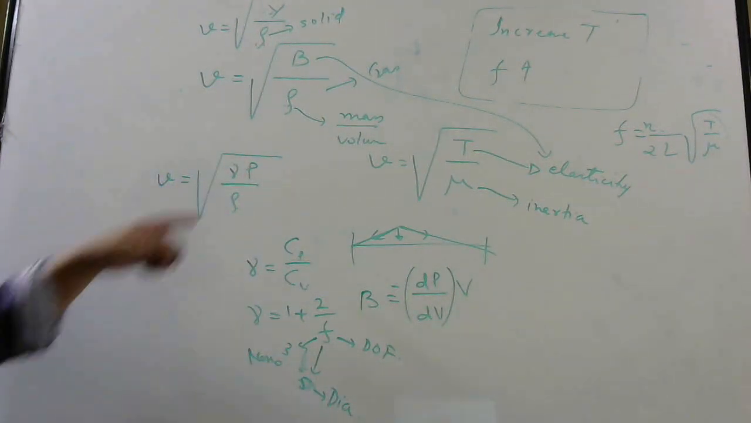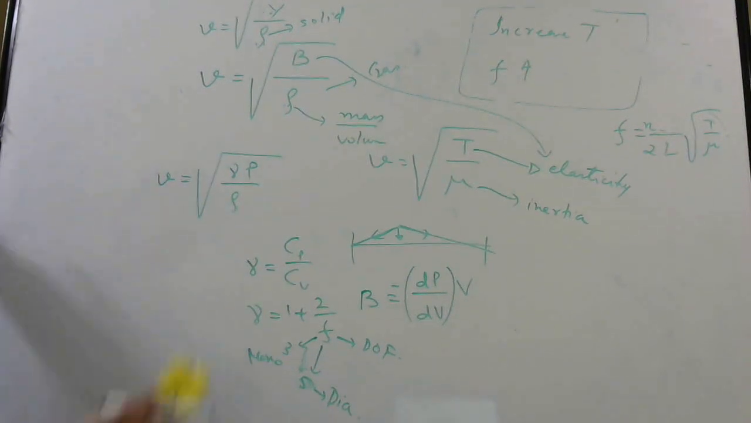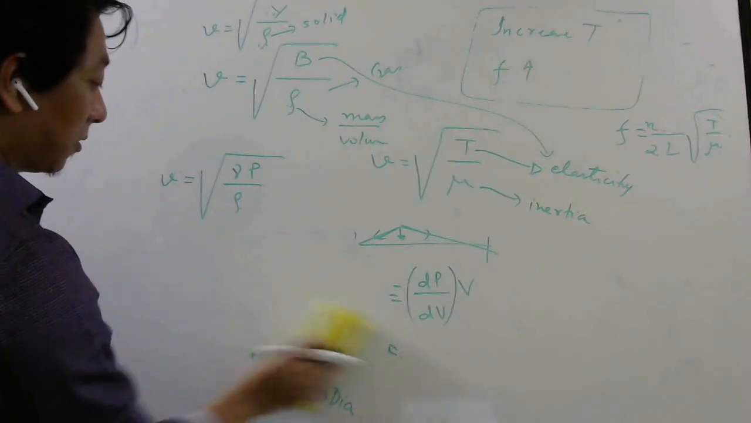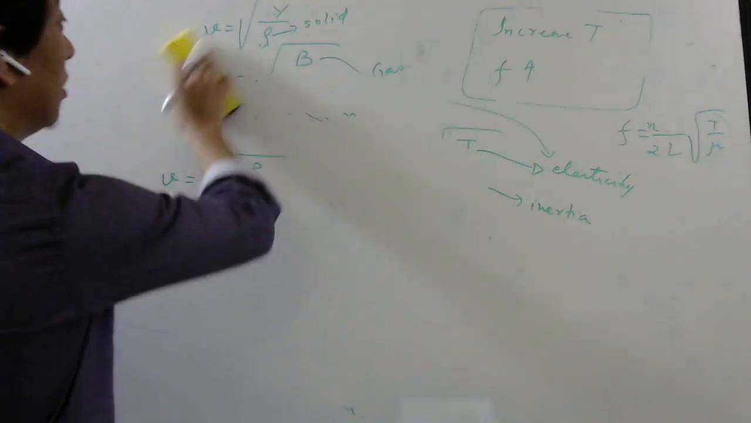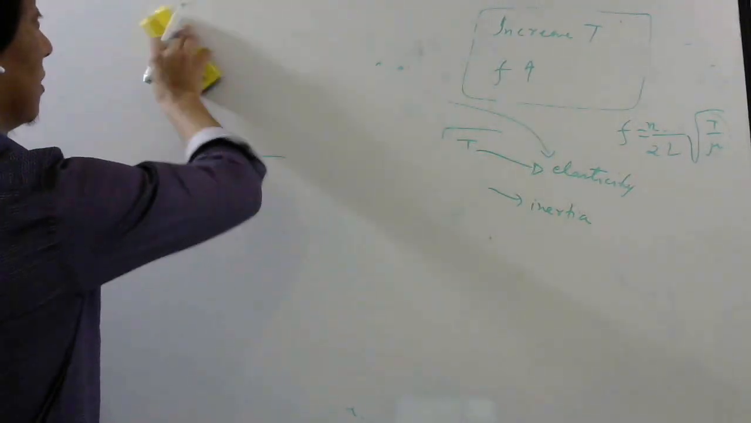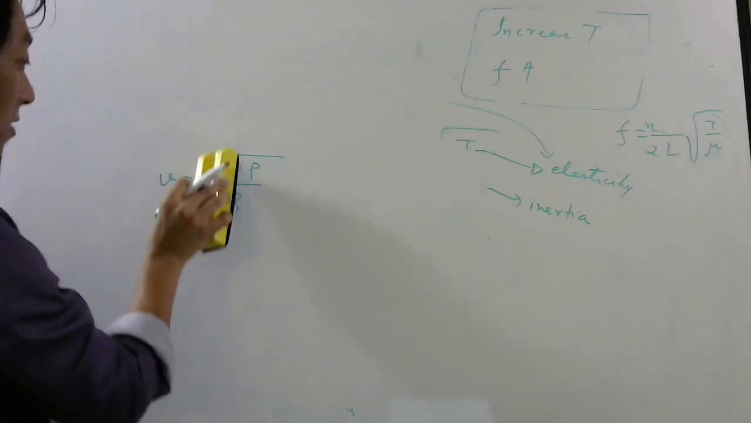P is the pressure, rho is the density. So the speed of sound formula is root of gamma p by rho. Don't confuse this formula with RMS velocity of molecules in a gas. That is root of 3p by rho. This 3 is there. Okay?